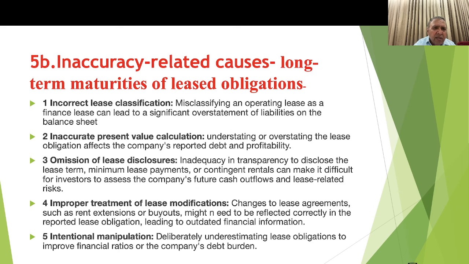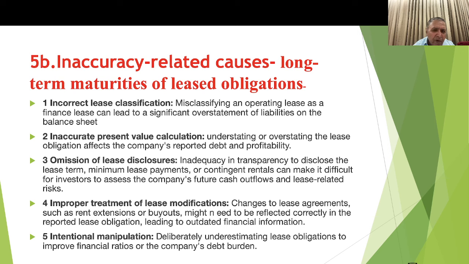Inaccuracy related causes. Five causes are: incorrect lease classification, where misclassification of an operating lease as a finance lease can lead to a significant overstatement of the liabilities on the balance sheet. Inaccurate present value calculations, understating or overstating the lease obligation, affect the company's reported debt and profitability. Omission of lease disclosures, inadequacy in transparency to disclose the lease terms, minimum lease payments, or contingent rentals can make it difficult for the investor to assess the company's future cash outflows and lease related risks.